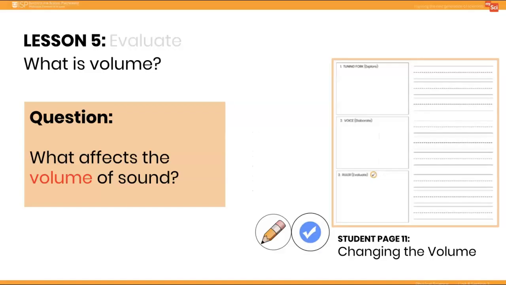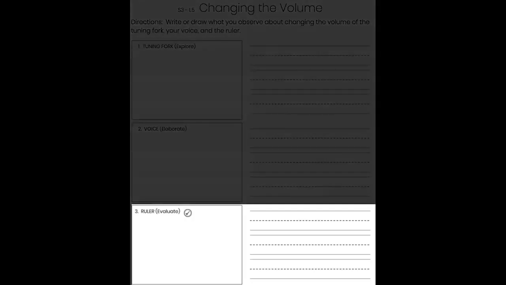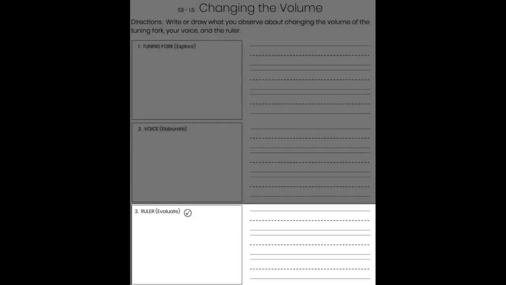In the evaluate portion of this lesson, you'll ask students, what affects the volume of sound? Have students think back to the ruler experiment and record their observations on the handout, changing the volume, found in their student journal. You should be looking to see if students make the connection that the more force you exert, the louder the sound. Students can choose to either draw or write about how they change the sound of the ruler. Encourage students to use the scientific drawing rubric to add detail to their picture.